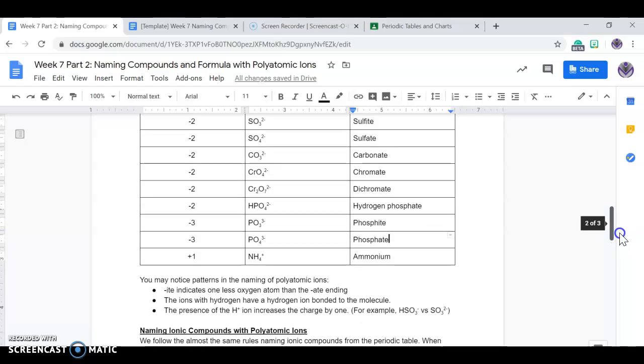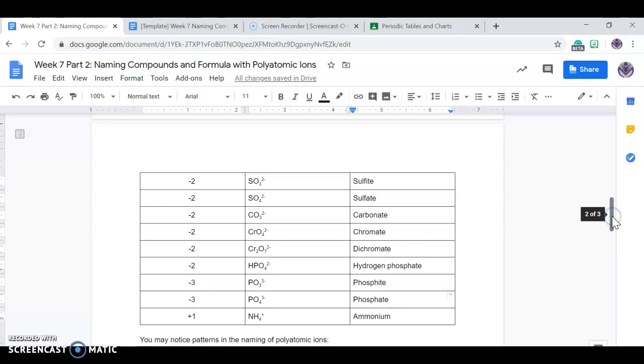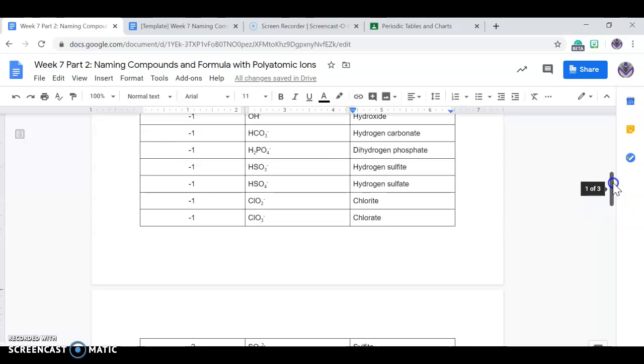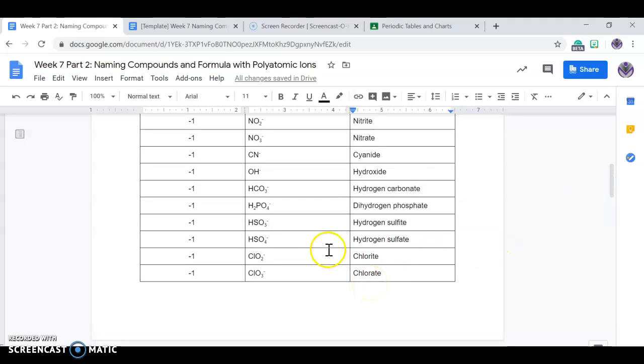All right, so a couple of things you might notice just looking at this, there are some patterns. So first of all, you notice that some of these have ite and ate at the end of their names. And all that tells us is that the ite has fewer oxygen atoms. If you look at the pattern, you might think, oh, it means 3 versus 4. It doesn't necessarily mean that. It just means that the one with ite has fewer oxygen atoms. So you can see phosphite, phosphate, right? And you can look at a few others, right? Chlorite, chlorate. That's an example where it's 2 and 3.